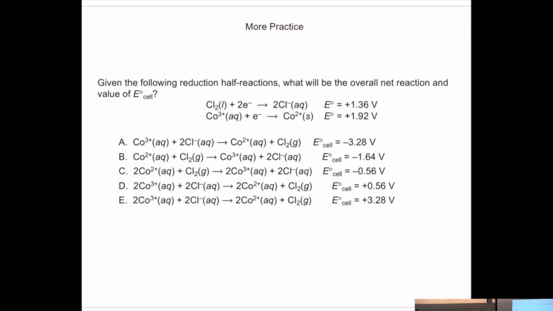Here, let's start with some of this practice. Here's the question. Given the following reduction half reactions, what will be the overall net reaction value of E naught of the cell? Now you're given two half reactions, both in the reduction form, right? And you're given what the reduction potentials are here. You need to use these values. What's going to be the overall net reaction?